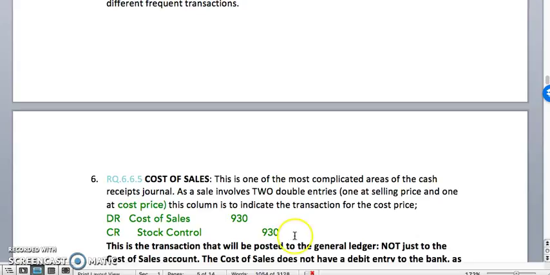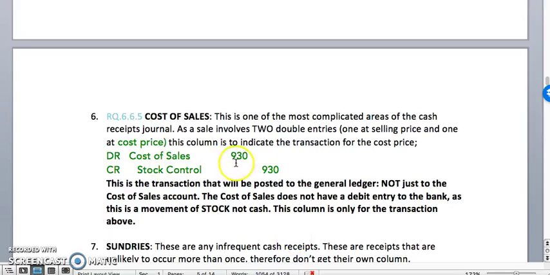Speaking about cost of sales, so our cost of sales goes up, we debit our cost of sales. Our stock control goes down because we're selling stock, so we need to get rid of that stock, so it will be credited. So it goes through in more detail here. The cost of sales does not have a debit entry to the bank, and it's a movement of stock, not cash. So please remember that.